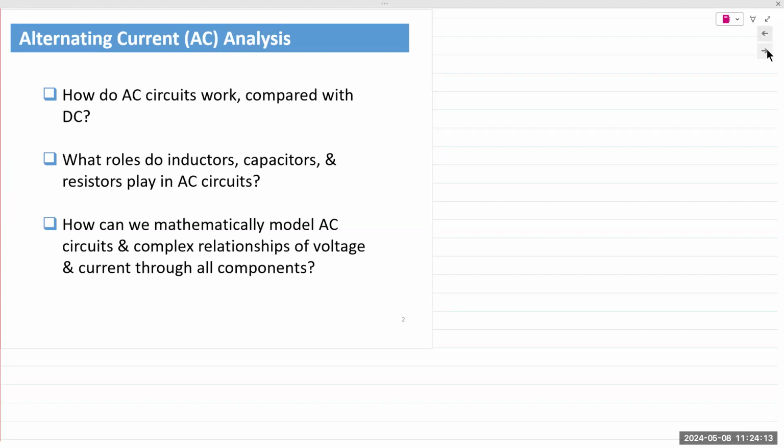The only thing that changes is the source. The source, instead of being DC, is now AC. It could be AC voltage, it could be AC current. So when we say AC circuits, we are simply referring to the same circuit, but a different source. That's all. So we look at how we can mathematically model the relationships between the voltage and the current for these components.